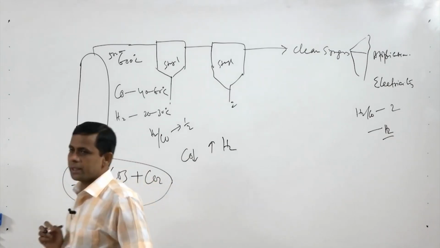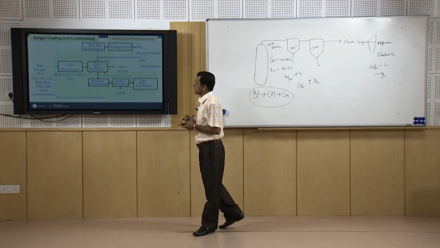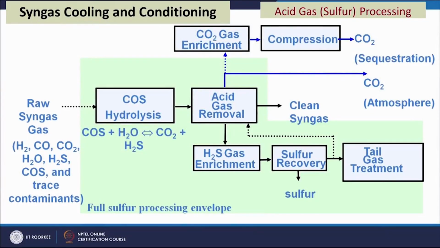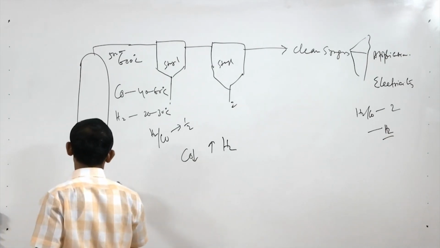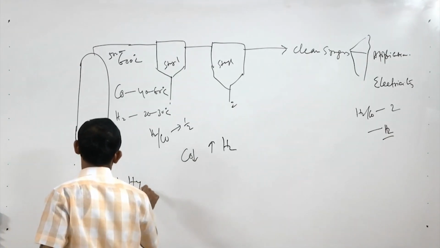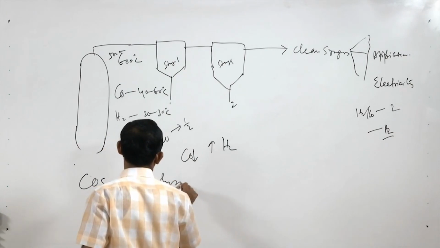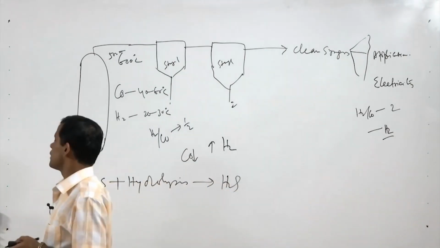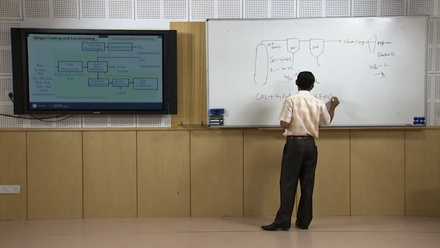Now, this flow sheet says that at first the raw syngas, containing different compositions and some other trace contaminants as mentioned here, goes to the first step, which is hydrolysis of COS. So, COS will be converted to H2S by hydrolysis. It will give us H2S plus CO2.